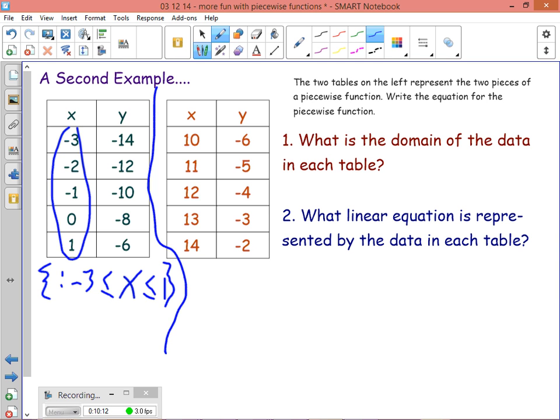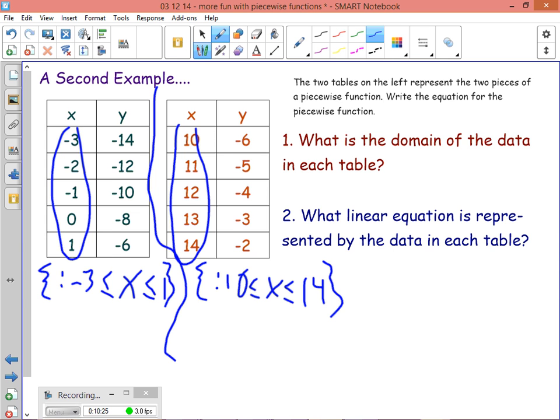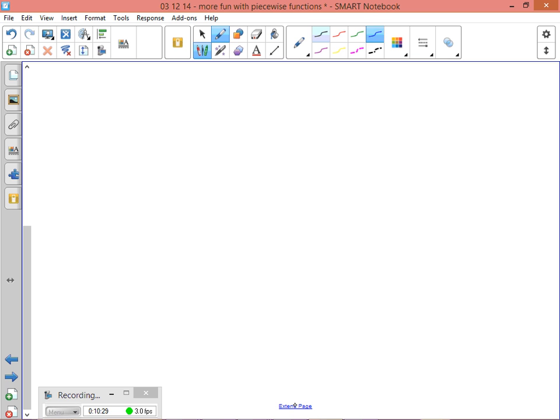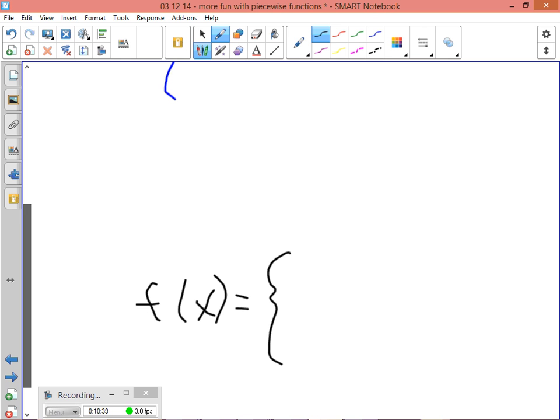For the second one, x is in between 10 and 14, so 10 is less than or equal to x, less than or equal to 14. I found my domain. And really, if I wanted to, I'm going to skip down to where I'm going to start writing my piecewise function. f of x is equal to... I don't know my equations yet, but I do know my domains, so I'm going to go ahead and write them.